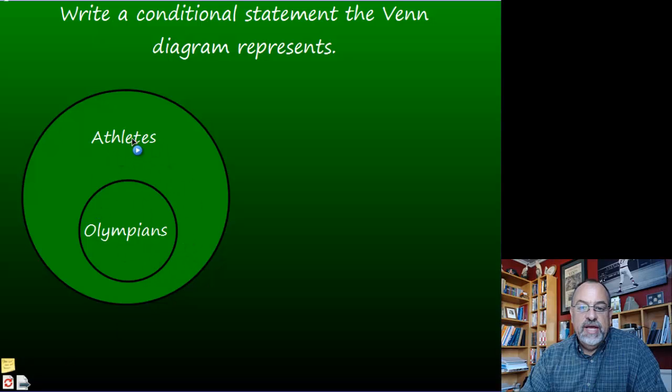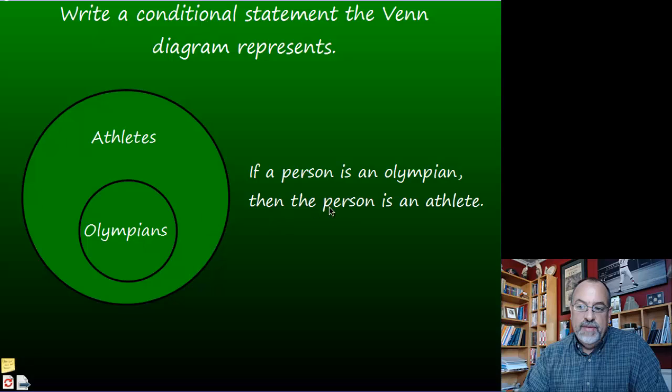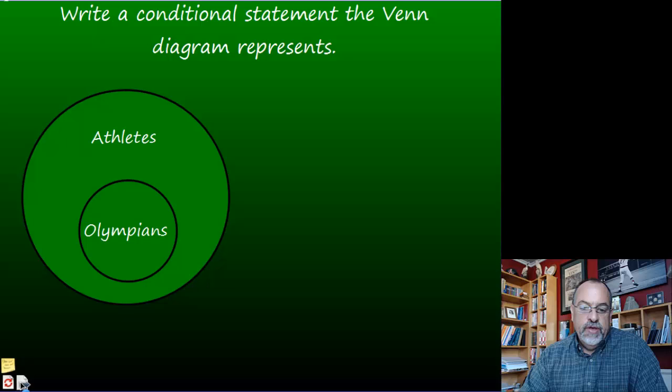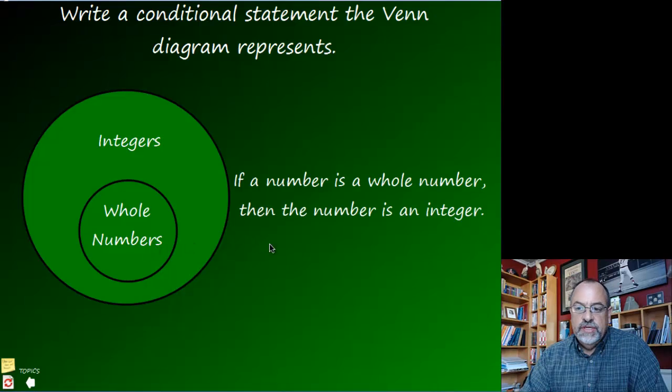Now here's one where you would go backwards. You have Olympians and athletes. Again, remember, we want to use words that help us make sense. So the hypothesis is the Olympian. So if the person is an Olympian, then the person is an athlete might be something that you could write. Again, the hypothesis is in the smaller circle, the conclusion in the larger. Here, if whole numbers, then integers. That's the basics of it, but now we need to fill it in with English that helps it make sense. So if the number is a whole number, then the number is an integer. Remember, I'm not using the word it or they.